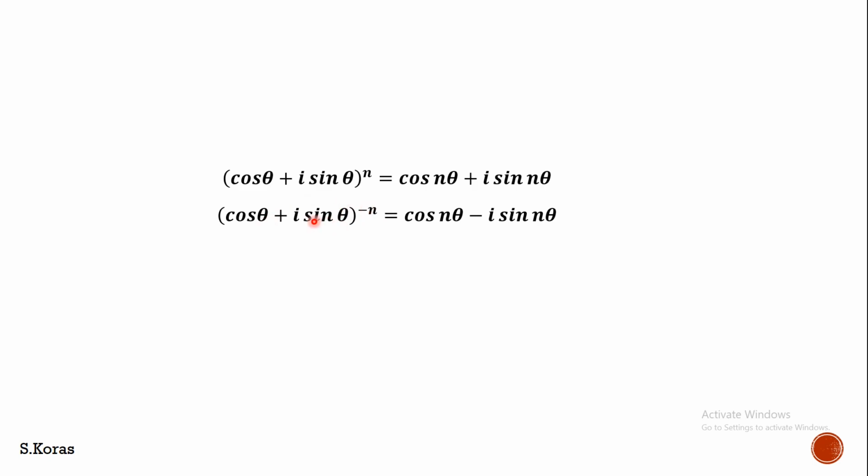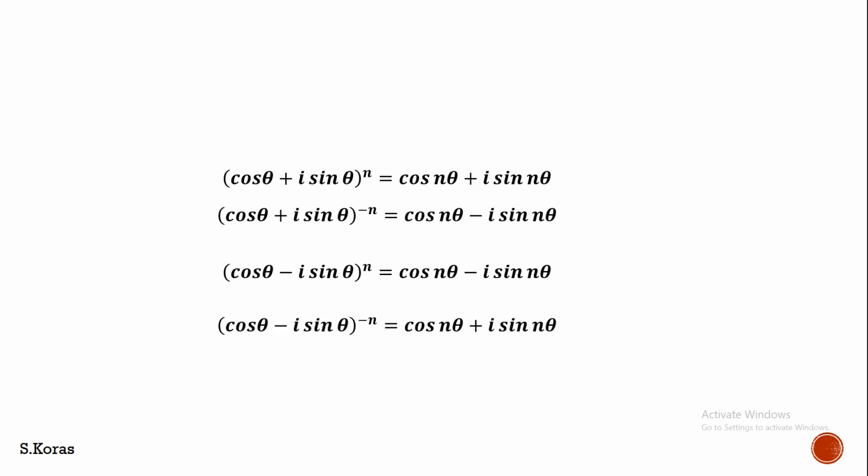As I told you, sin of minus theta can be written as minus sin theta. So according to this formula, if minus n comes this side, it will become sin of minus n theta. Sin of minus n theta is nothing but minus sin n theta. So this is the next formula. And the third one, instead of cos theta + i sin theta, if we keep that as (cos theta minus i sin theta) the whole power n, then the formula will be like this. Again, for this (cos theta minus i sin theta) the whole power minus n, we have this formula.